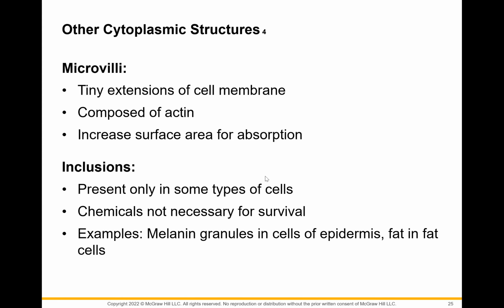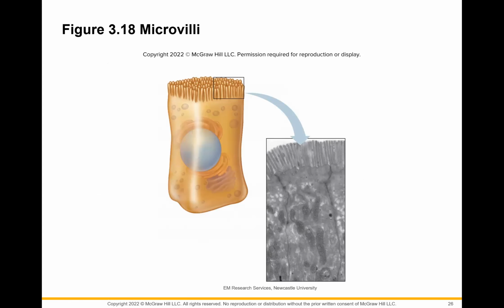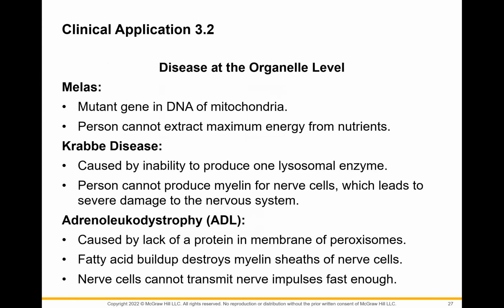All right, so at the top, again, you can see those finger-like projections called microvilli. Do not confuse them with fimbriae. Fimbriae are the hair-like projections that sort of form a fringe. Microvilli are going to be these little finger-like projections.